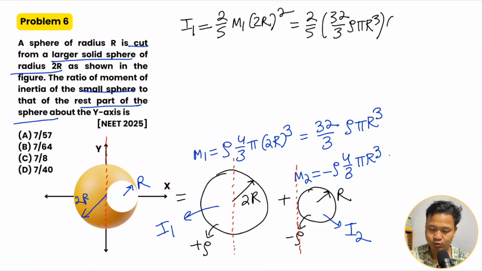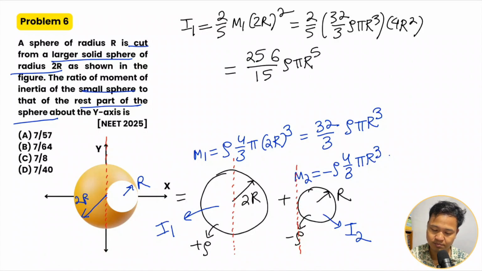Now 2r squared is 4r squared. Solving: 2 times 4 times 32 is 256, over 5 times 3 is 15, so I1 is 256 by 15 rho pi r power 5.